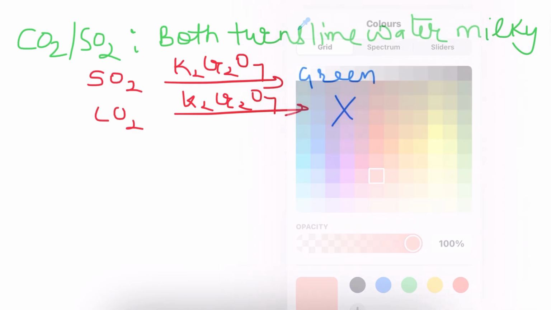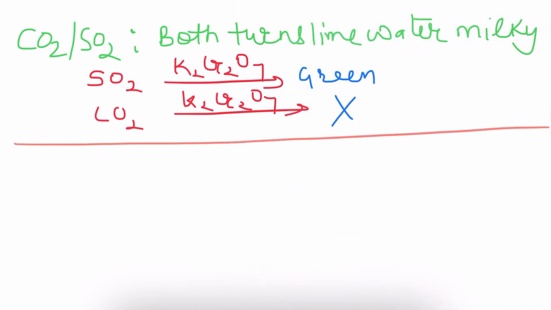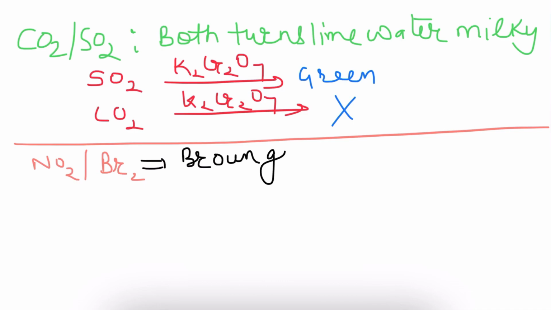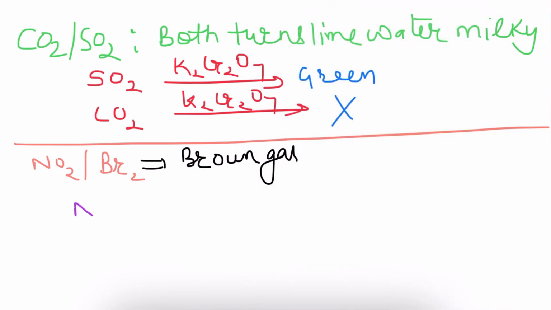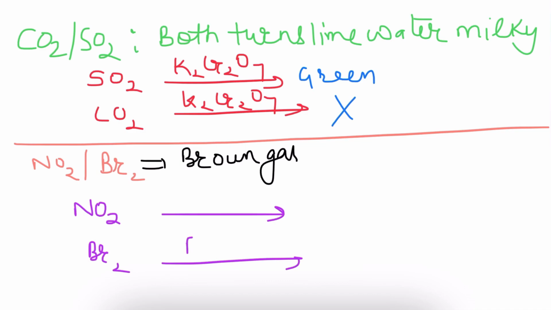In a similar manner, both nitrogen dioxide and bromine gas are brown gases. Then how do we identify whether the gas is nitrogen dioxide or bromine? We identify this with ferrous sulfate.